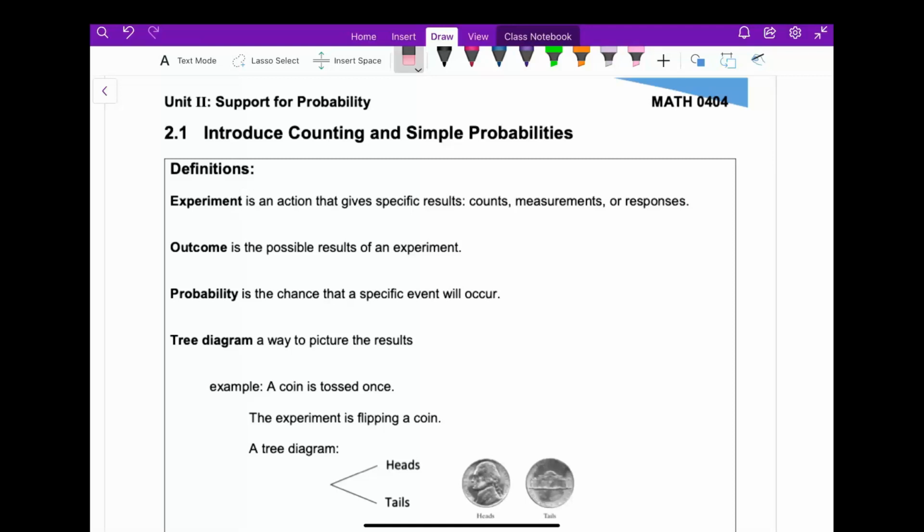Unit 2, Support for Probability. This is section 2.1, Introduce Counting and Simple Probabilities. In this section, we're introducing some definitions.